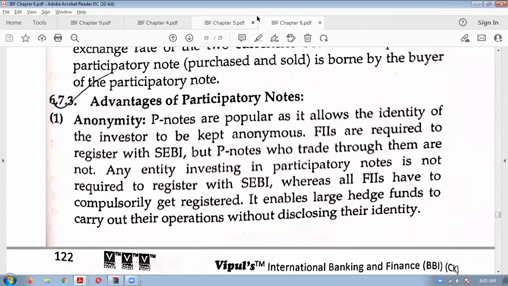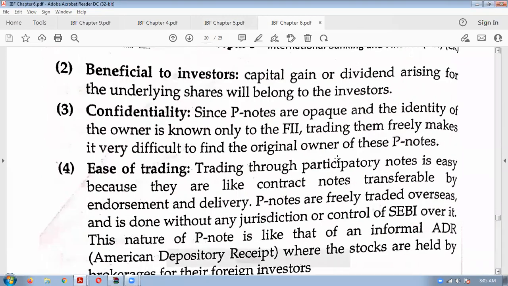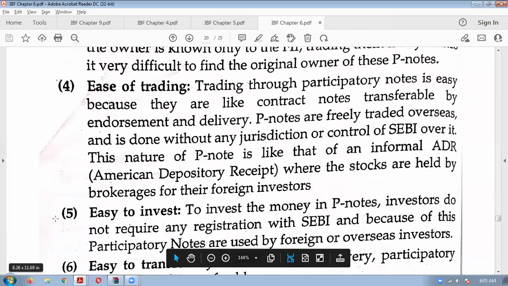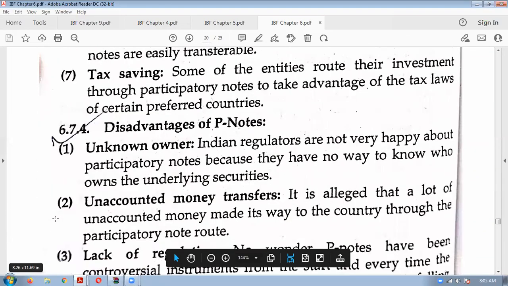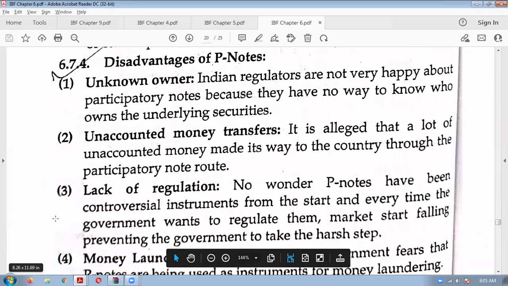See, advantages we will discuss fast. Simple. Anonymity is there. Just now we have seen that persons who are investing need not register themselves or disclose their identity. So the anonymity will be maintained. It is beneficial to the investor. Confidentiality will be there, obviously, and ease of trading will be there. Okay, all these are some of the advantages of the P note.